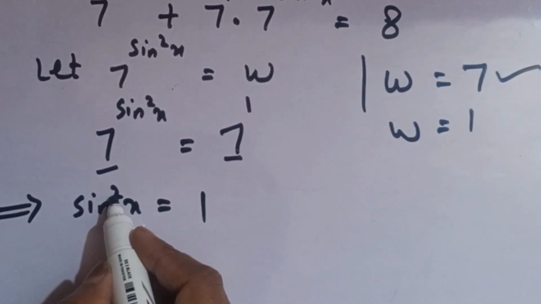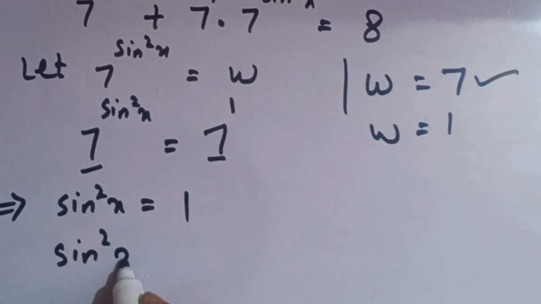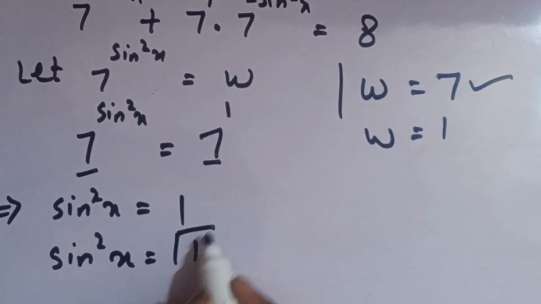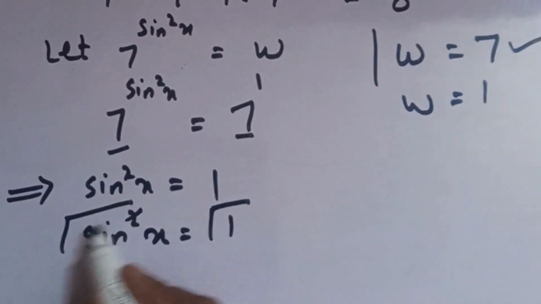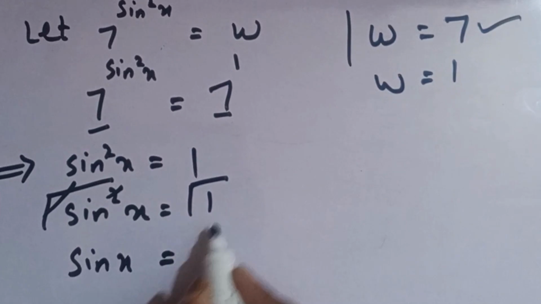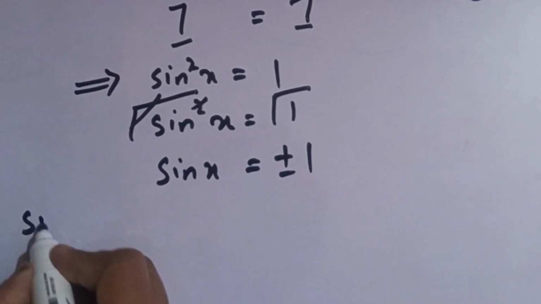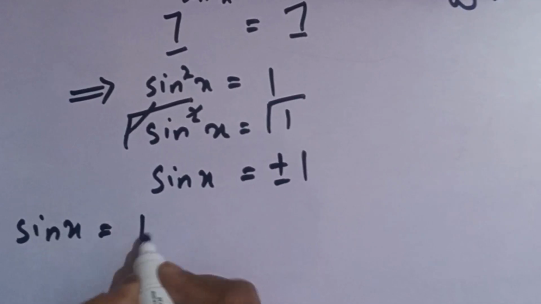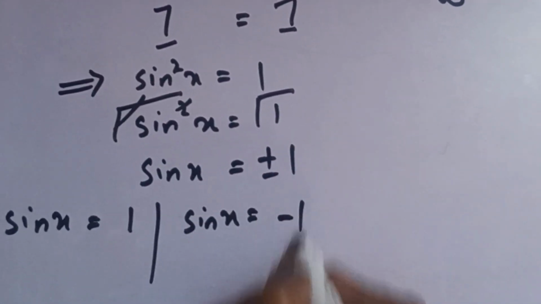To remove this square, we take a square root on both sides of this equation. So we take a square root on this side and also take a square root on this side. So this square and square root will cancel. We have sine x, and the square root of 1 is plus minus 1. And we write this as sine x is equal to 1, and we separate this value, sine x is equal to minus 1.